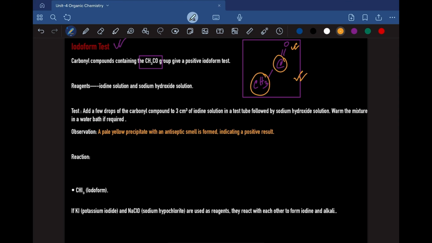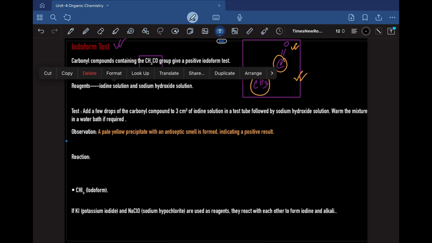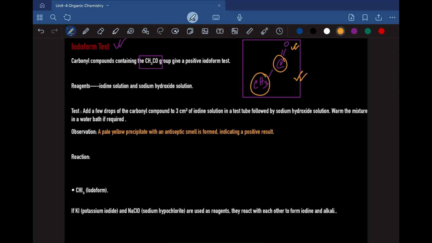So this is the main thing that you will have to possess in order to give a positive iodoform test. I know it is a bit difficult to understand at first, but I will make you understand later on. So let's proceed towards the iodoform test. The reagents that are required are the iodine solution and sodium hydroxide solution. These are the two things that are required to carry out the iodoform test. So let's carry out the test.